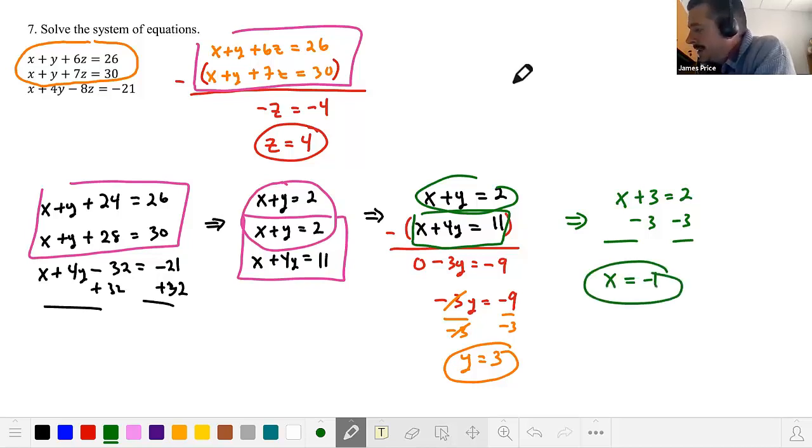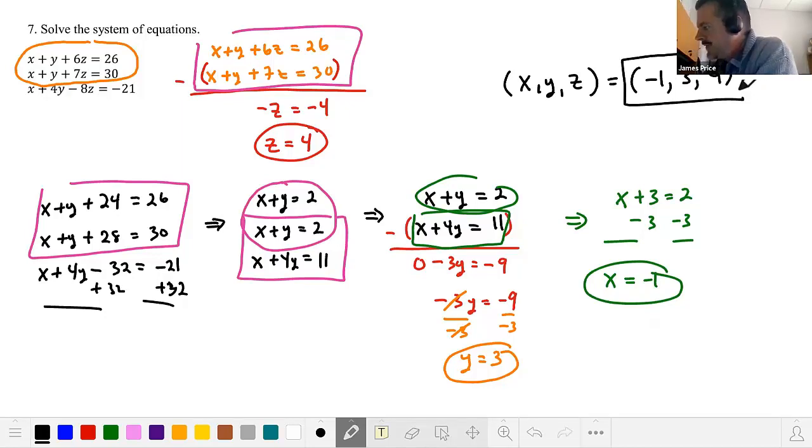And so my answer, x comma y comma z, if you want to write it like this, you can. Or you could just leave it like this. If you circle your answers, I'm good with that. But sometimes we just write it as an ordered pair. You write negative 1, and then your y, which is 3, and then your z is 4. So that's your answer for x, y, and z.